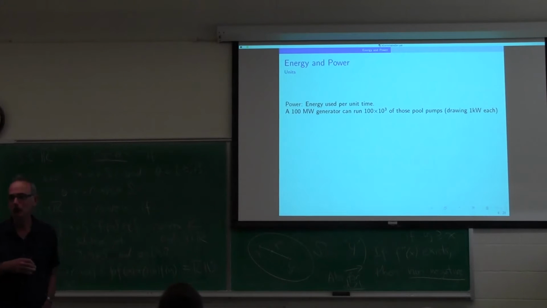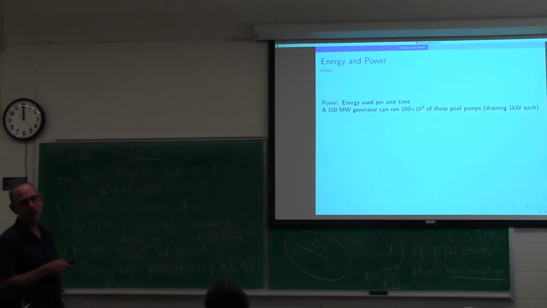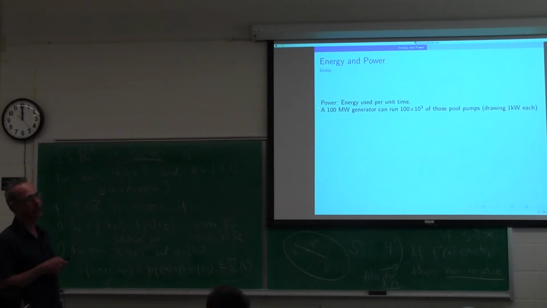Not nearly enough for Florida. There's about 1 million pools in Florida, which is pretty amazing. So let's think about that again. I just said 100,000 pools can be handled by a 100 megawatt generator, but there's not 100,000 pools. There's 1 million. So it's 10 times larger. So you need a gigawatt generator to supply the pools in Florida. Isn't that something? That's a big number. That's a nuclear power plant.